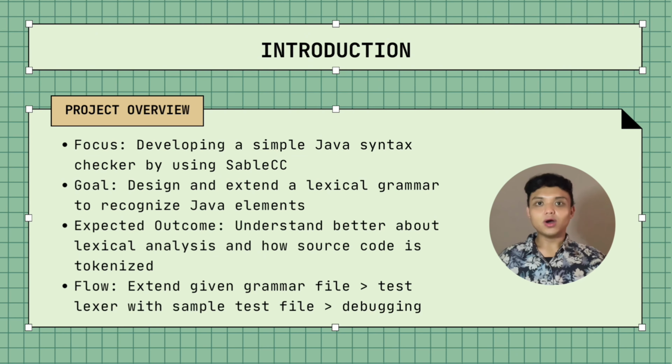Basically, the flow is that we will first extend the base grammar file named syntaxchecker.grammar by updating the grammar to implement support for Java specific constructs. Then we will test our Lexer with the provided test file in the format of .mj. And lastly, if there is any error, we will debug the grammar definitions to ensure correct lexical behavior.